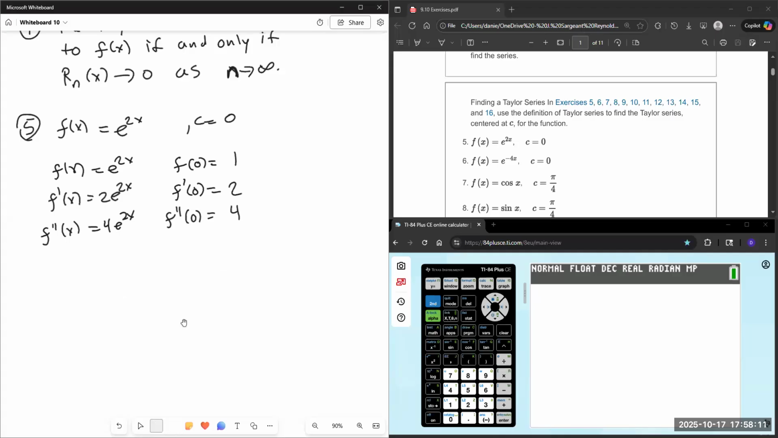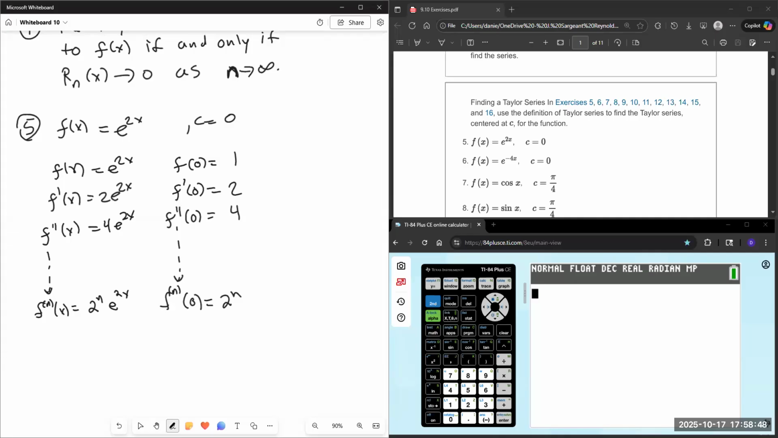So when I get down here to my nth derivative, I think you can see the progression that this was 2 to the 0, 2 to the first, 2 to the second, and the power of 2 matches my derivative. So this is going to be nth derivative of x will be 2 to the n, e to the 2x. And when I evaluate that nth derivative at 0, it will be 2 to the n.